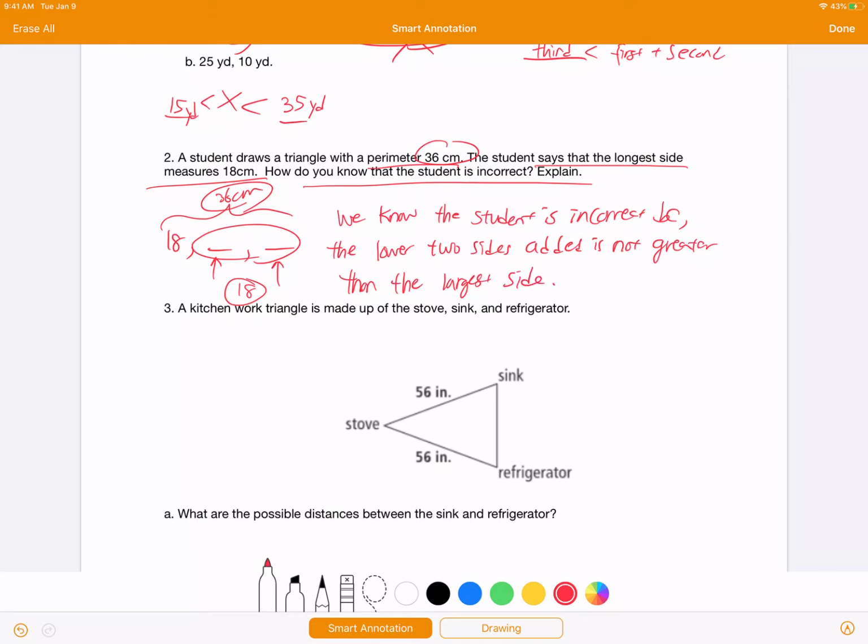That will be my way of putting it. You don't have to copy this word for word, as long as you can show me the understanding that these two, this plus this added together, does not give you something that is greater than 18. Then you should be fine along those lines.